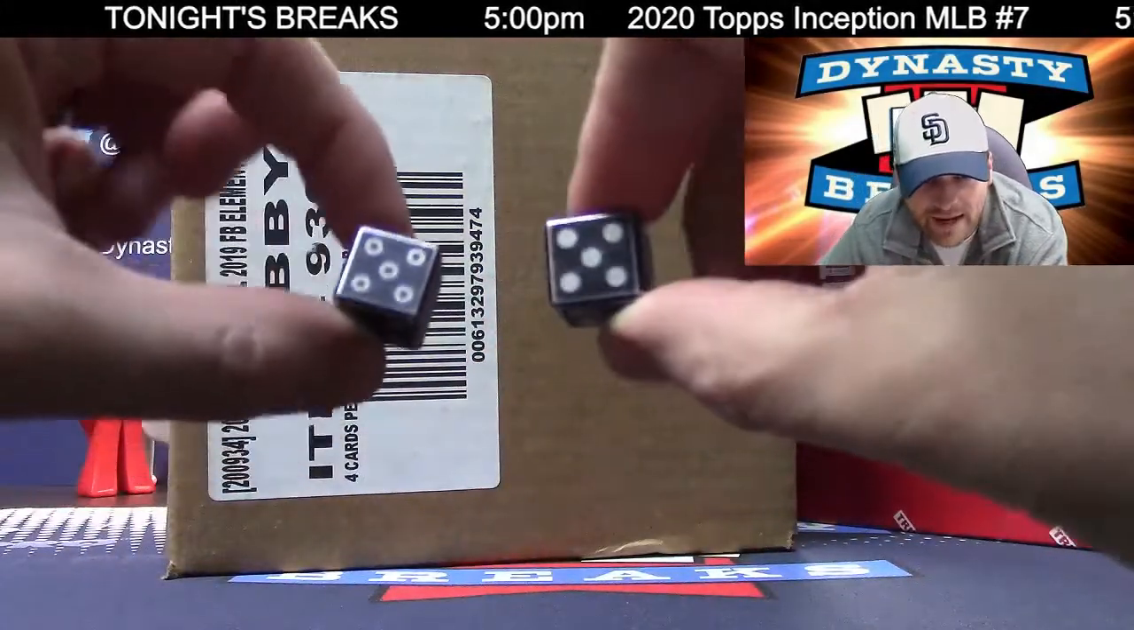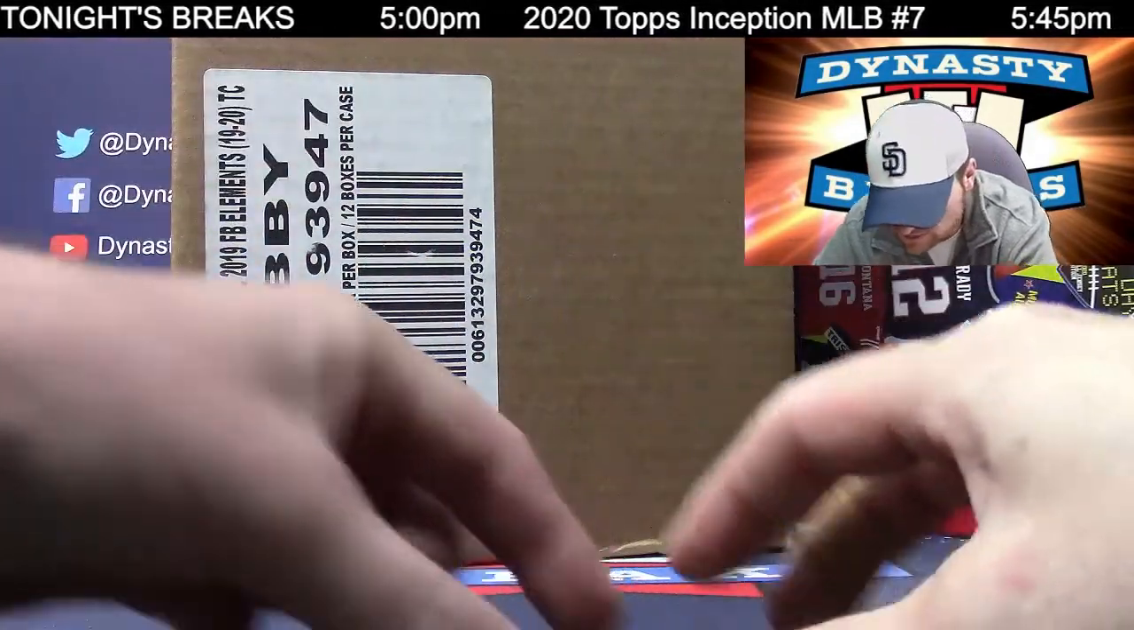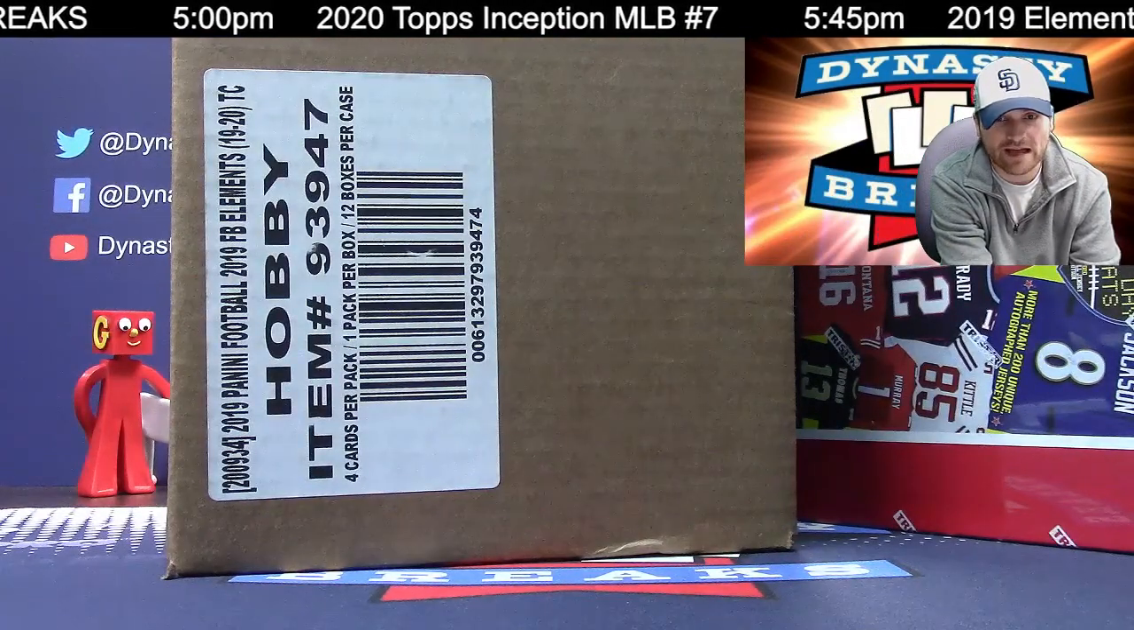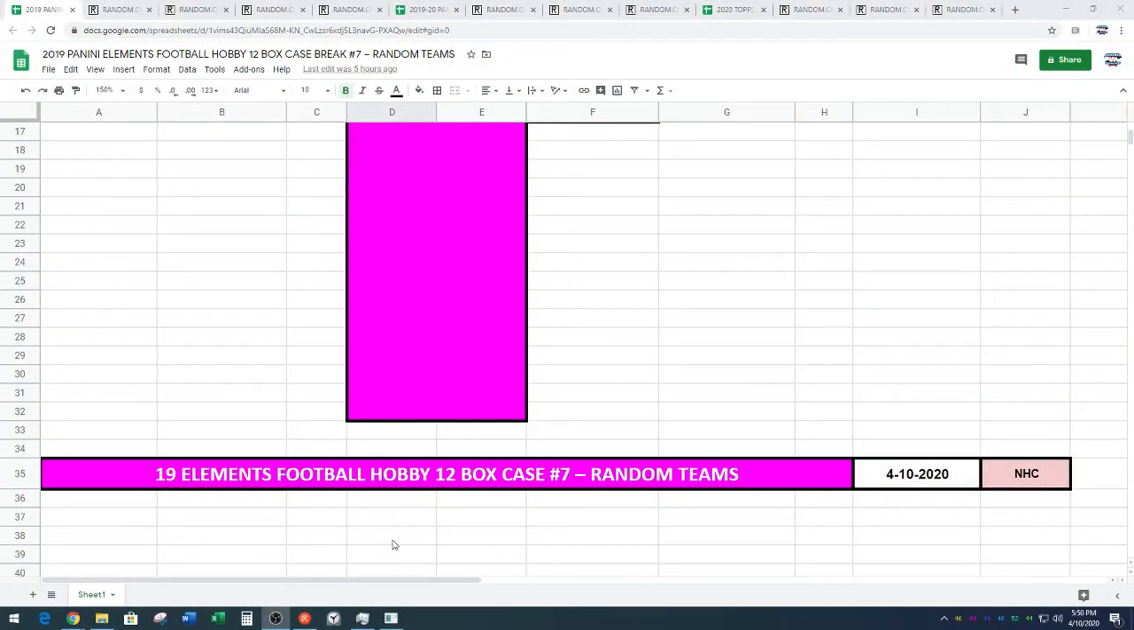We are going to randomize 10 times. Whoa. Double 5. 10 times. Is there a nickname for double 5? I don't think there is. All right, here we go.